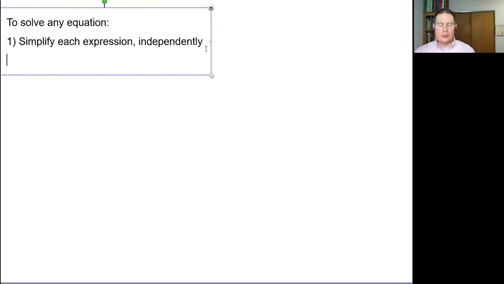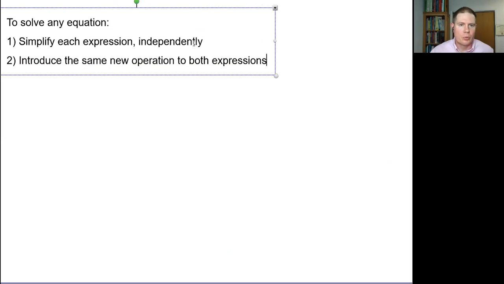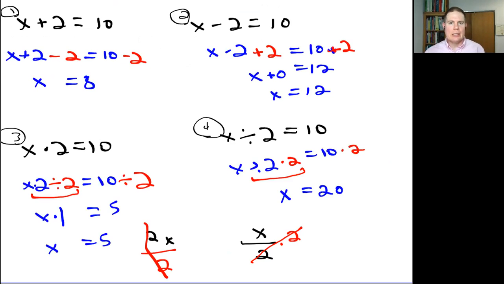Once both expressions are fully simplified, then we will do what we started this video doing, which is introduce the same new operation to both expressions, right? All of this red ink is that second step. I had an x plus 2. I brought in, from out of nowhere, I just decided to put in a minus 2. But as long as I put a minus 2 on the left, I also have to put the minus 2 on the right. If I put a plus 2 on the left, I have to plus 2 on the right. If I put a divided by 2 on the left, I divide by 2 on the right. Whatever I'm doing to one side, I'm doing to the other.